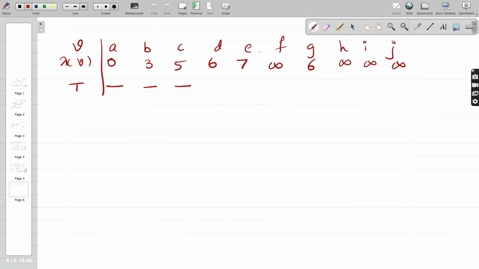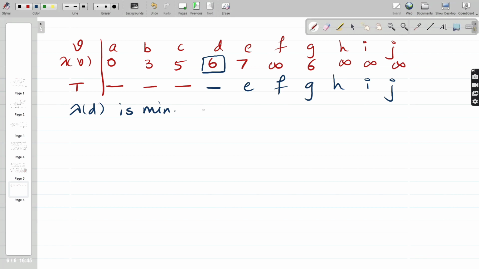Now among these vertices, which one is minimum? Lambda G is minimum, that is 6. Lambda D was also minimum earlier, so you can choose any one of them here. So let us consider D itself. Now we are left with E, F, G, H, I, J. So lambda D is minimum.